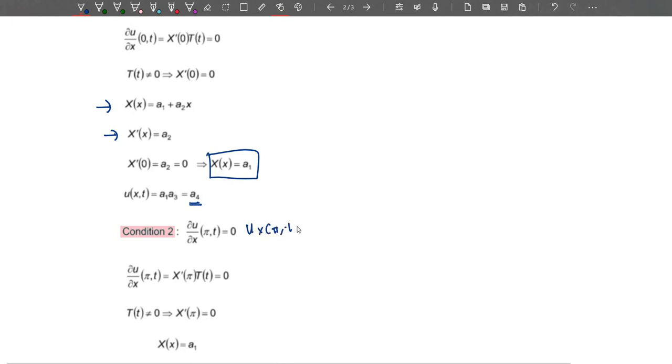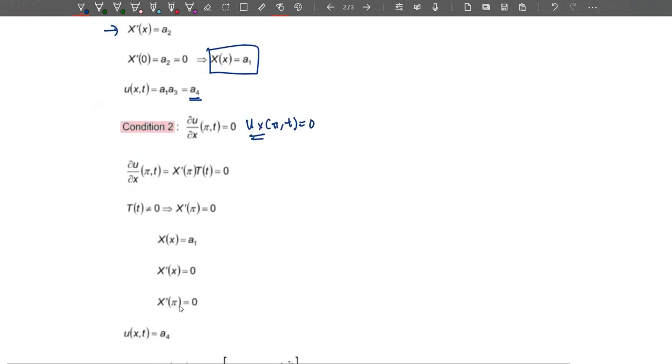Apply the second condition, condition 2, which means differentiate X here as ux, but we substitute the value (π,t) equal to 0, which means X'(π) T(t) equal to 0. Because this one is ux, we just need to differentiate X. And T(t) does not equal to 0, therefore X'(π) equal to 0. We have here X(x) equal to a1, that means X'(x) is equal to 0, since X(x) is equal to a1, which is constant, and differentiating a constant will be 0. And it actually suits what we have here, because ux(π,t) should be equal to 0. So X'(π) equal to 0.